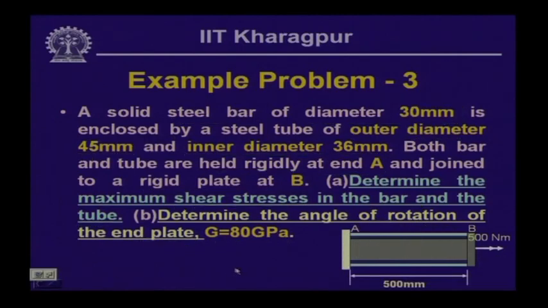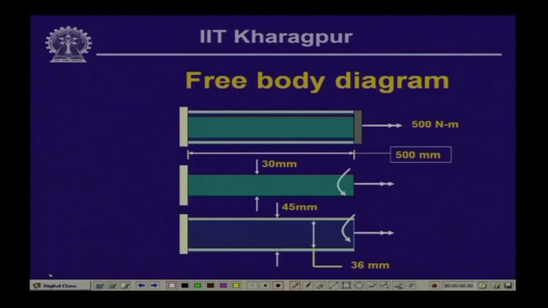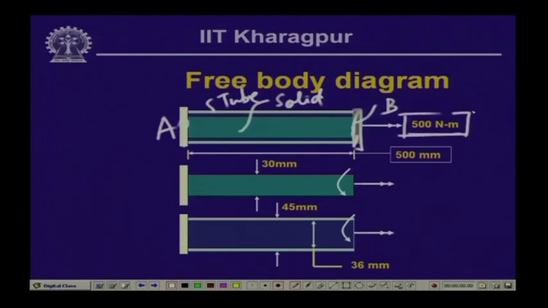Now, let us look into the free body diagram of this particular system. Here, as you can see, this is the solid bar or the solid shaft and this is the tube. This solid shaft is inserted within the tube, held at end A, and we have also provided a rigid plate at B. So, this is held between the two ends and it is subjected to a twisting moment. The whole composite system is subjected to a twisting moment of magnitude 500 Newton meter.